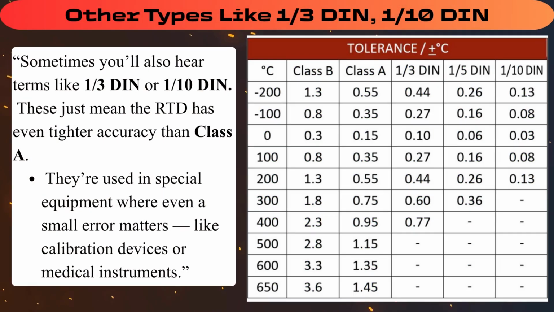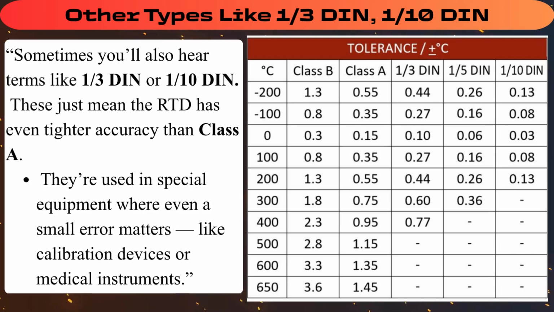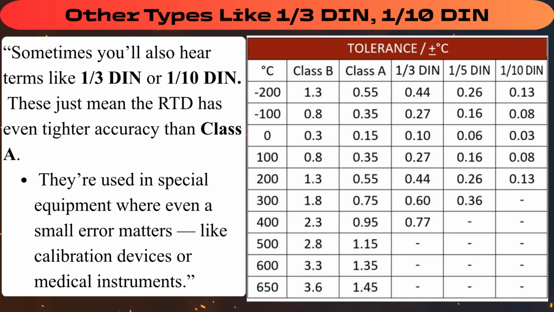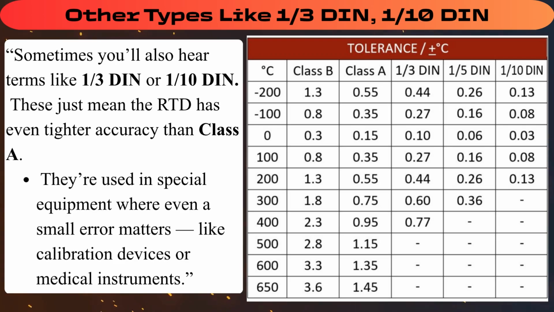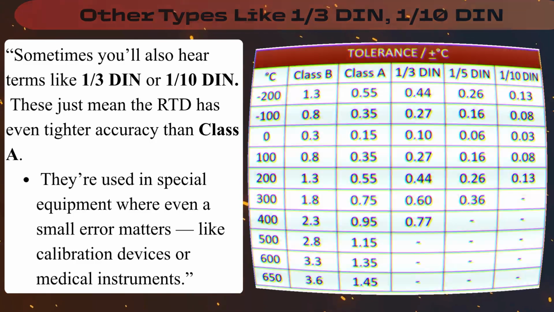Other types like 1/3 DIN, 1/10 DIN. Sometimes you'll also hear terms like 1/3 DIN or 1/10 DIN. These just mean the RTD has even tighter accuracy than Class A. They are used in special equipment where even a small error matters, like calibration devices or medical instruments.